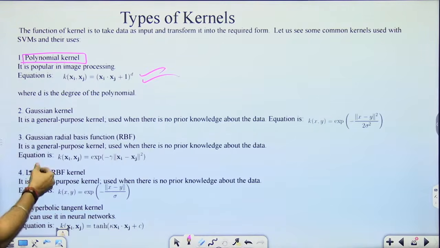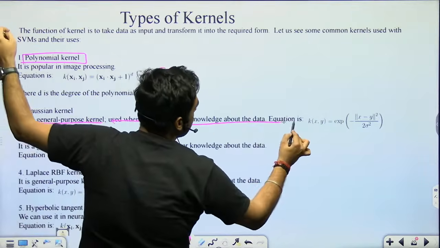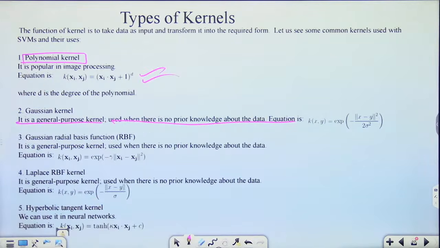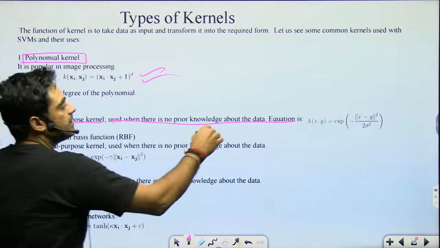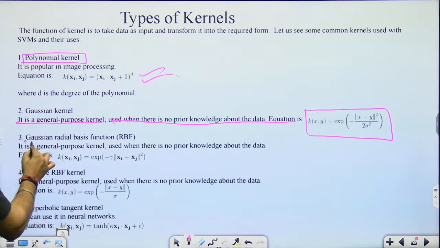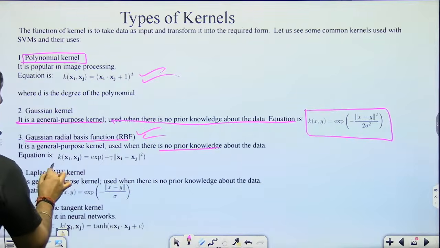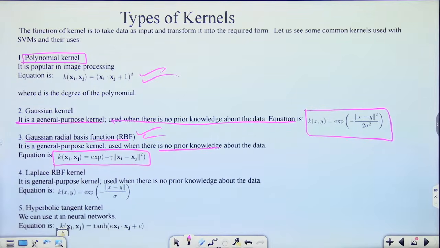Then the Gaussian kernel, which is a general purpose kernel used when there is no prior knowledge about the data, and this is the mapping function. This is the Gaussian radial basis function kernel, RBF, very important. Again, there is no prior knowledge. Then the Laplace RBF kernel, no prior knowledge, and this is the mapping function.